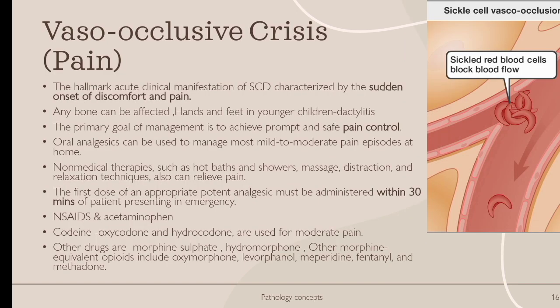Next is vaso-occlusive crisis, pain crisis. The hallmark acute manifestation of sickle cell disease is sudden onset of discomfort and pain. Any bone can be affected, hands and feet in the younger children, also called dactylitis. The primary goal of management is to achieve prompt and safe pain control. Oral analgesics can be used to manage most mild to moderate pain episodes at home. Non-medical therapies such as hot bath, shower, massage, distraction and relaxation techniques also can be used to relieve the pain.